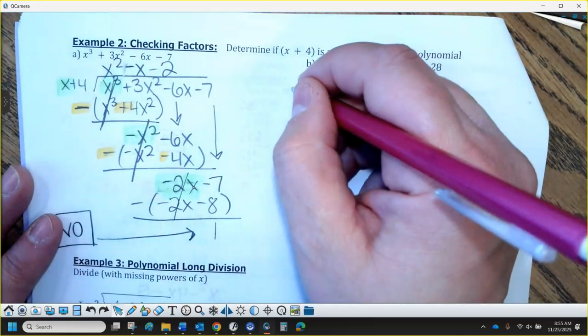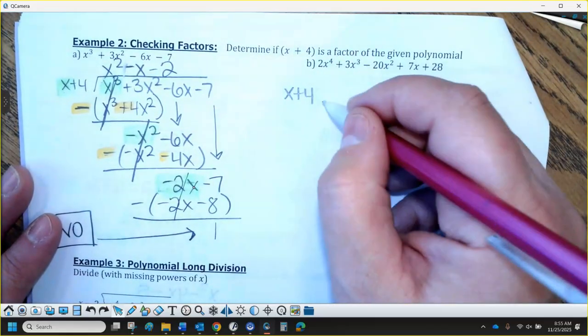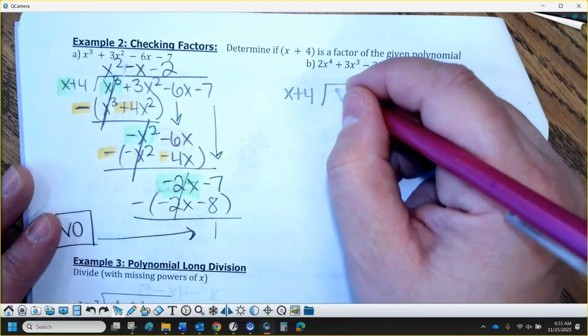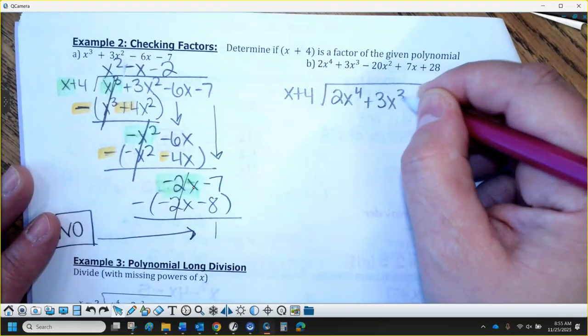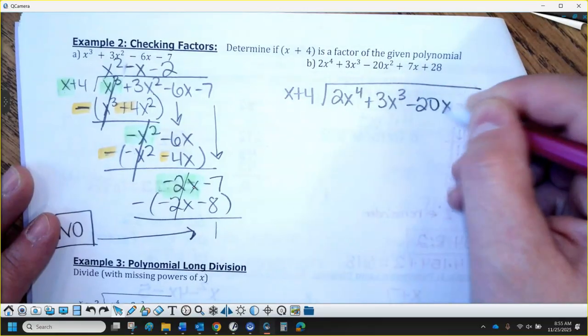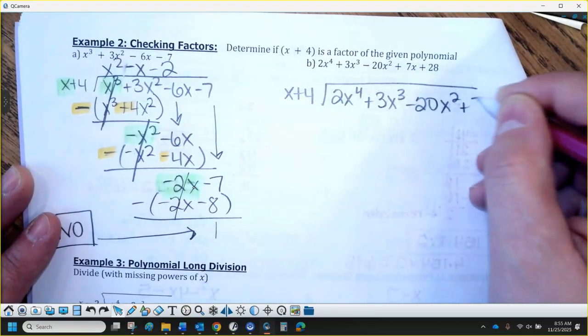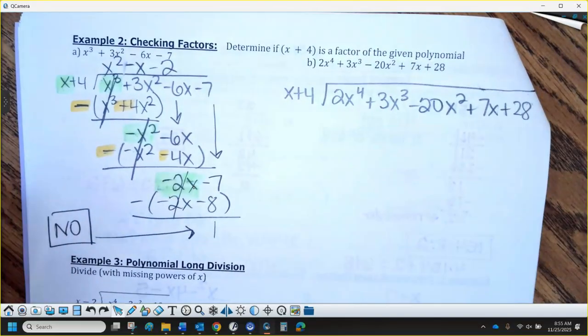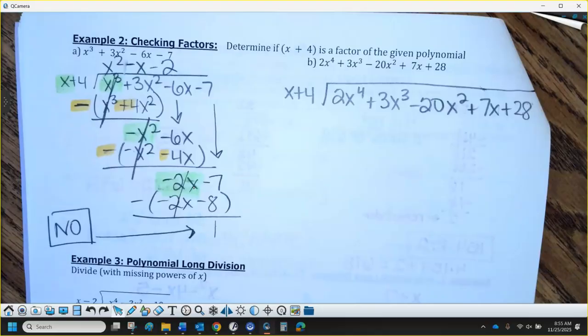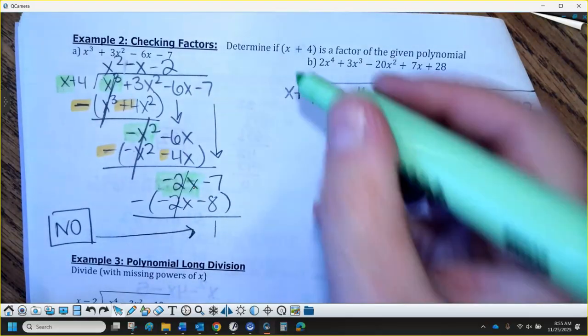Okay, now I'm going to try one more question with you. This is x plus 4. And this time I'm going to divide it into this 2x to the 4th plus 3x cubed minus 20x squared. Goodness, this has a lot of terms. Plus 7x plus 28. All right, so this one's into a quartic.